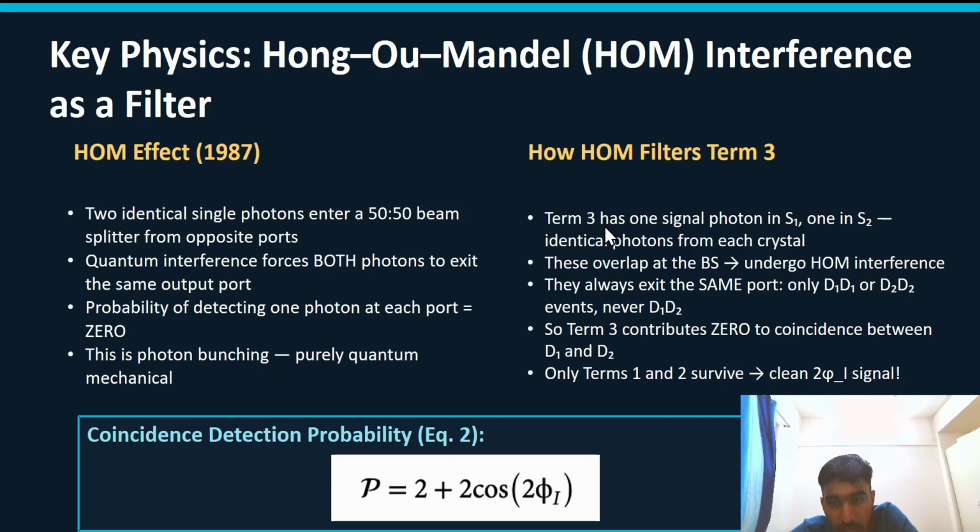And this filters out term 3, because term 3 has one signal photon in S1 and one in S2, identical photons from each crystal. These S1, S2 are the signal modes, and when they overlap at the beam splitter, they undergo the Hong-Ou-Mandel interference, and they always exit to the same port, and thus never lead to coincidence between D1 and D2.